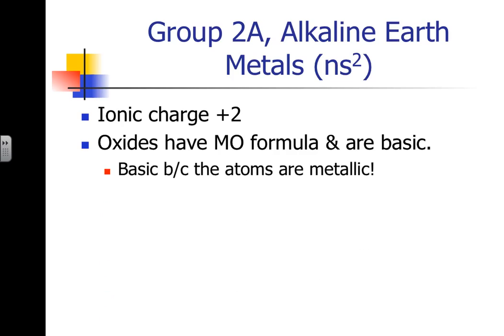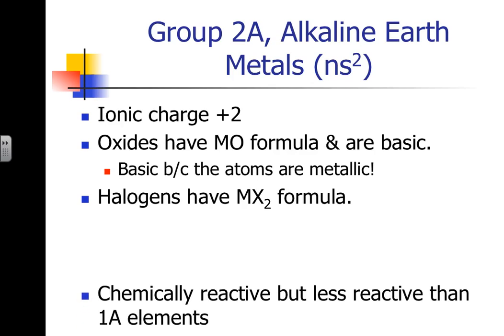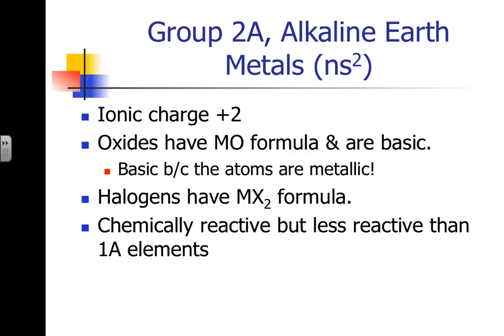If they combine with a halogen, it would be MX2. So for instance, MgCl2 would be a formula of the halogen version. They are chemically reactive, but way less reactive than the 1A elements. In fact, you could take a strip of magnesium and put it in water and it doesn't react, like sodium, its next door neighbor would. But if you burn magnesium, yeah, it's energetic.